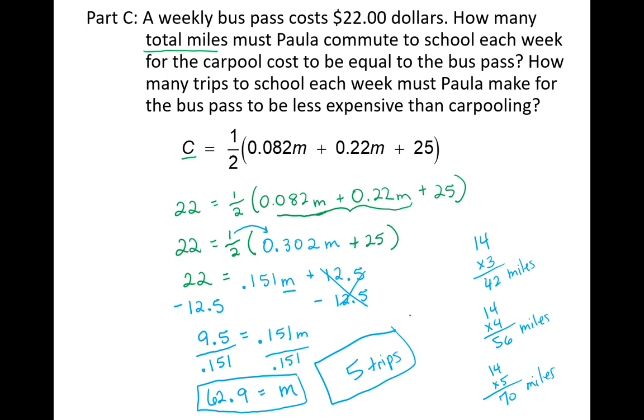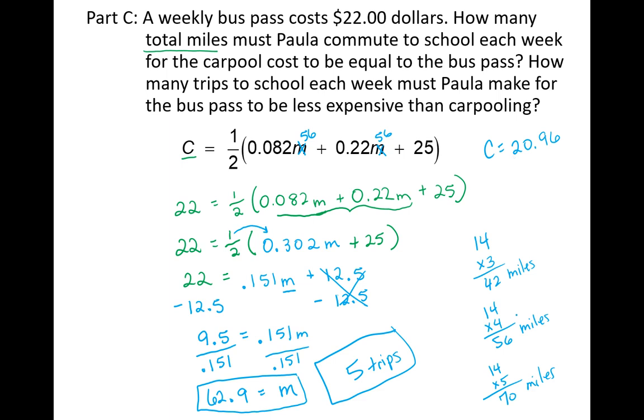If she goes less than 5 trips, it's going to be less expensive. Like if she only went 4 trips and this was 56 miles, if we put 56 in here, real quickly we can figure out what it's going to cost. 0.082 times 56 plus 0.22 times 56 plus 25. We divide that by 2. If she goes 56 miles, her cost comes out to be $20.96. So it's still just a little bit less at 4 trips.